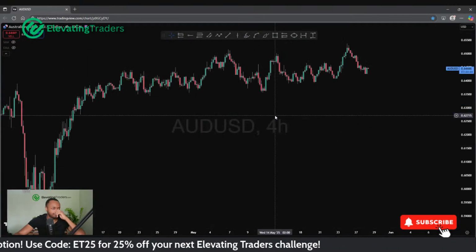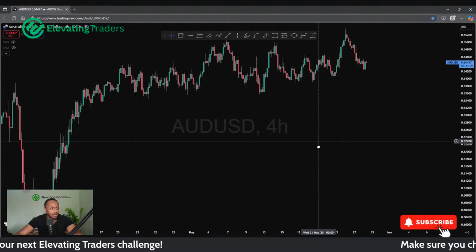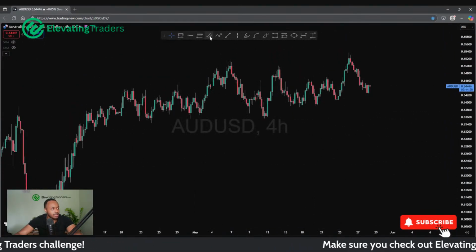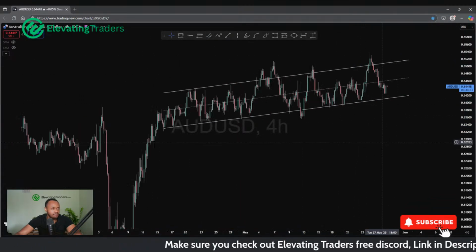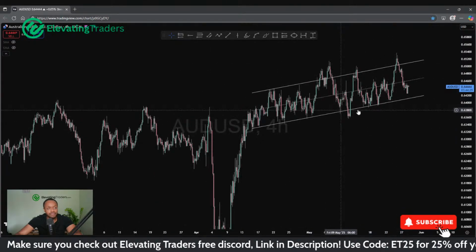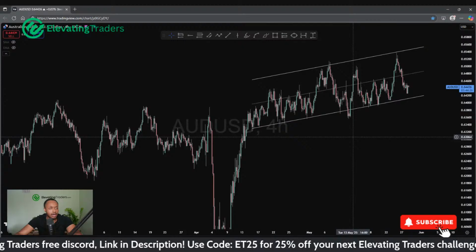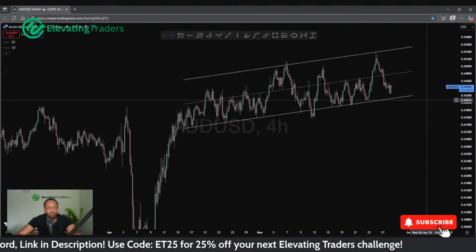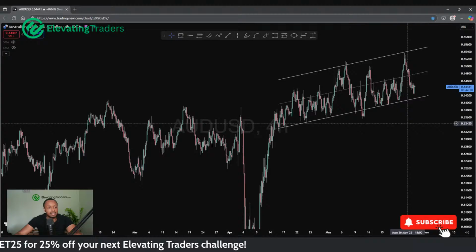Aussie dollar, again, not the biggest fan of this price action. We're kind of just slowly ascending to the upside. Not a lot to go with this one, to be honest. Just very, very choppy in this ascending channel. Not really market structure which I'm looking to trade in myself. I just define this as market kind of consolidating slightly to the upside.